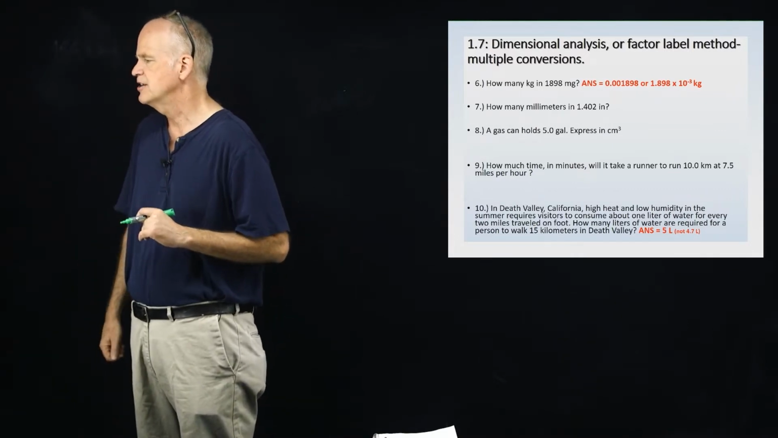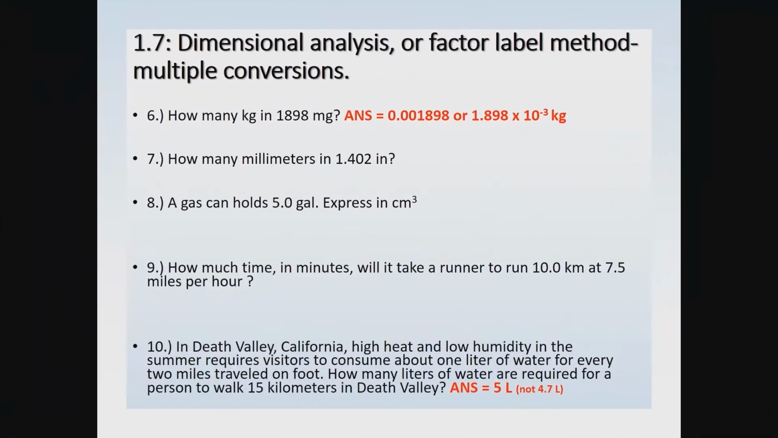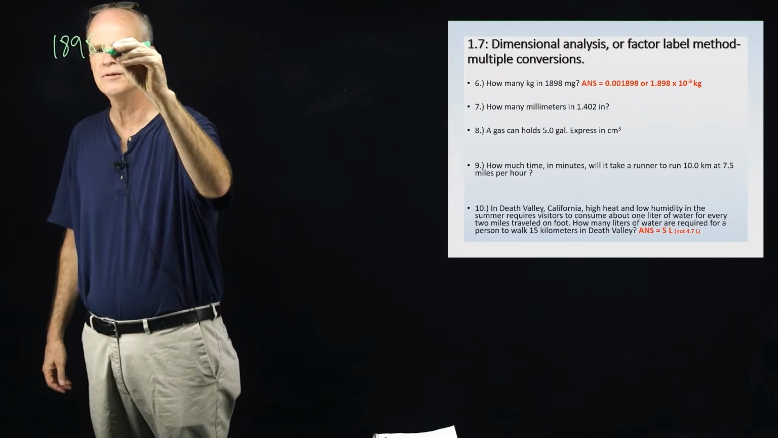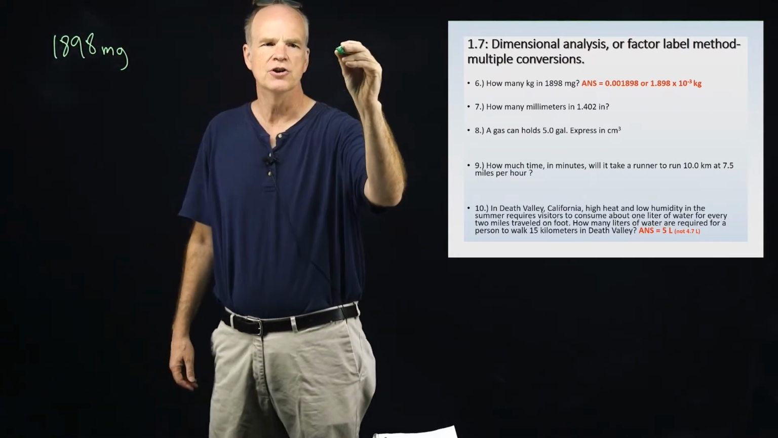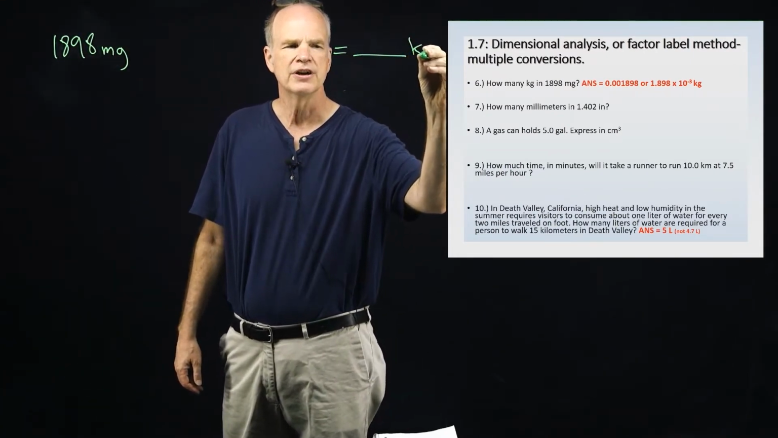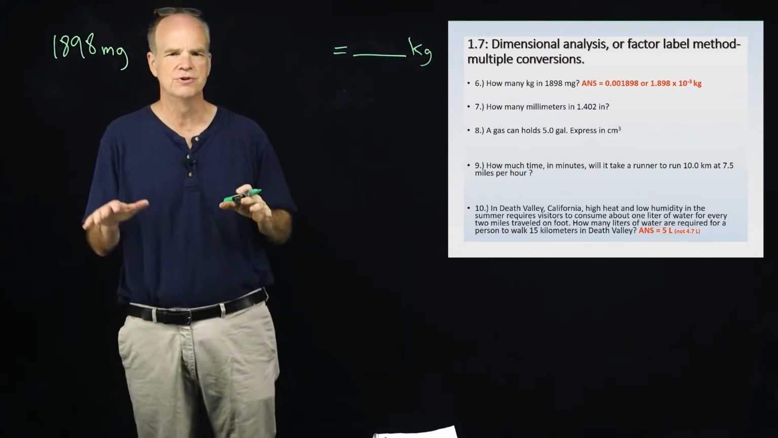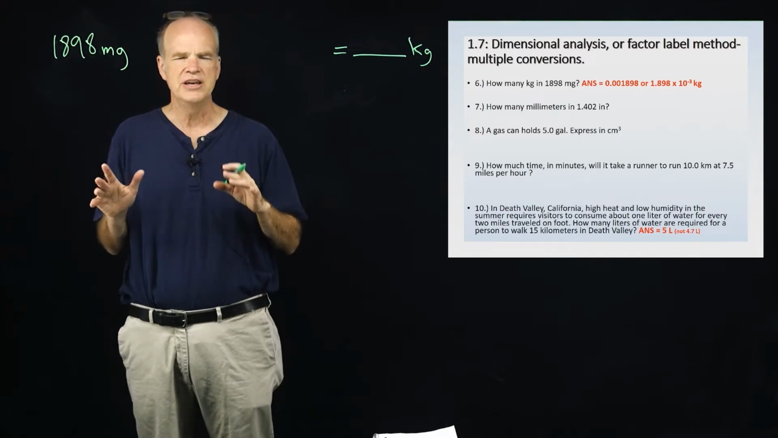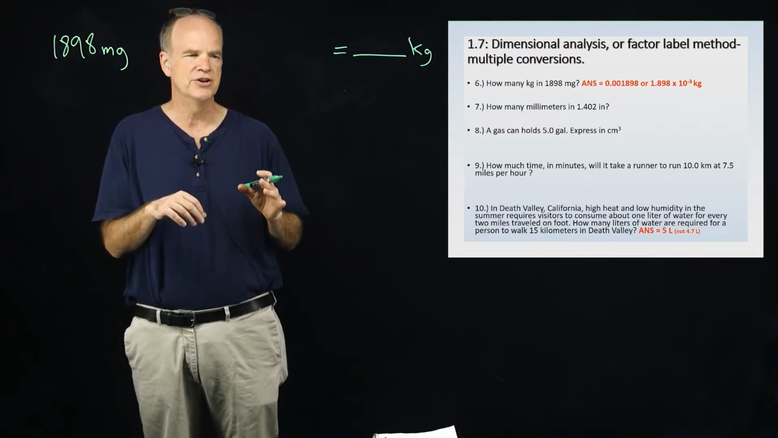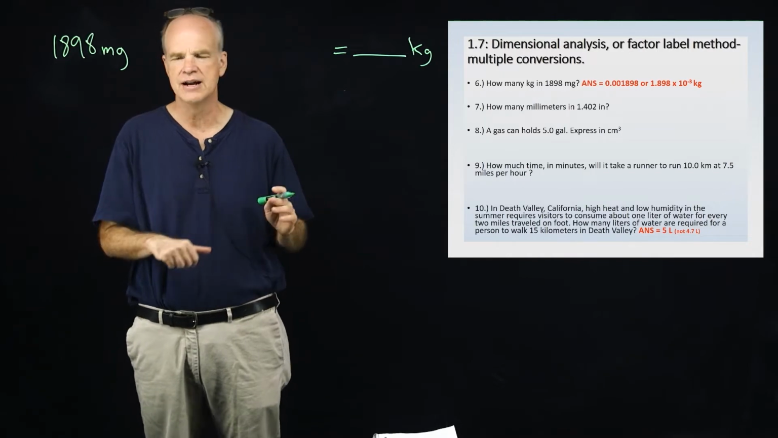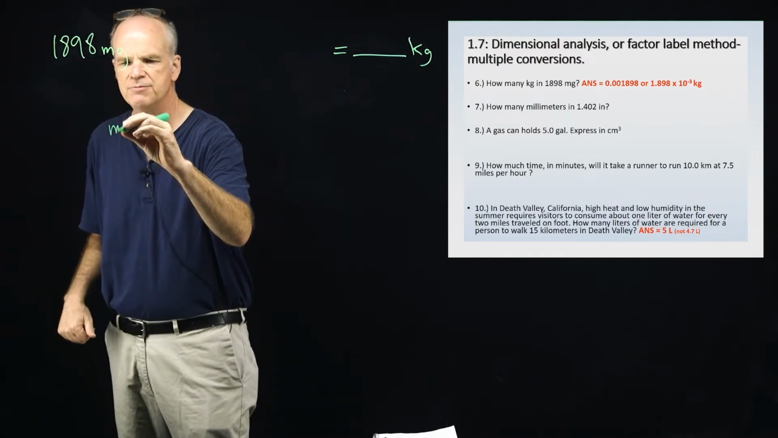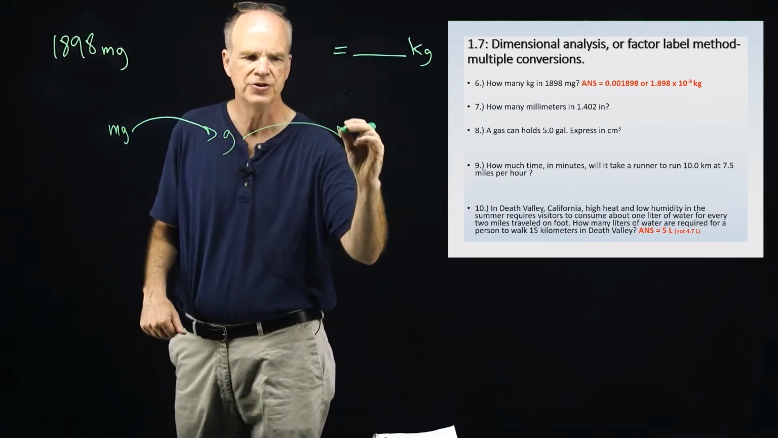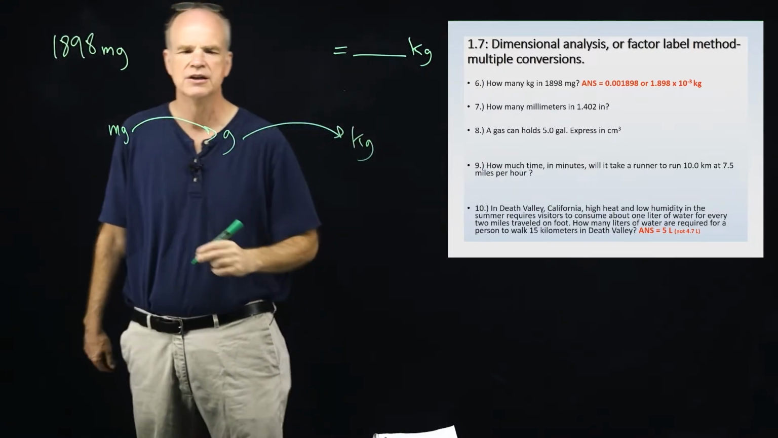It reads, how many kilograms in 1,898 milligrams? So we have 1,898 milligrams, and we're going to convert this to kilograms. Immediately, I don't really know a conversion between milligrams and kilograms. However, I can convert milligrams to grams because I know that conversion, and then grams to kilograms. So the strategy here will be milligrams to grams, and then grams to kilograms.